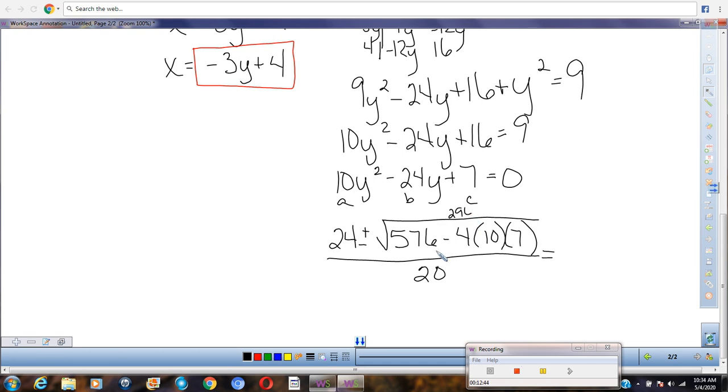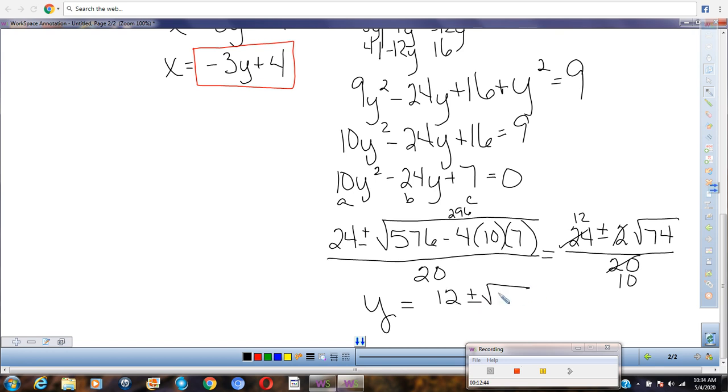And I believe 4 comes out of that. So we're left with 24 plus and minus 2 roots 74 all over 20. Now you can see this does reduce. So 2 goes into 24 12 times, 2 goes into 2 once, and 2 goes into 20 10. So we have y equals 12 plus and minus root 74 over 10.